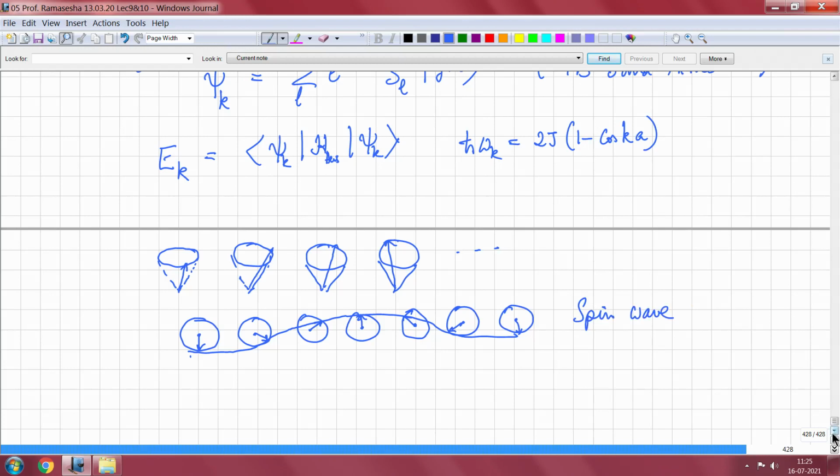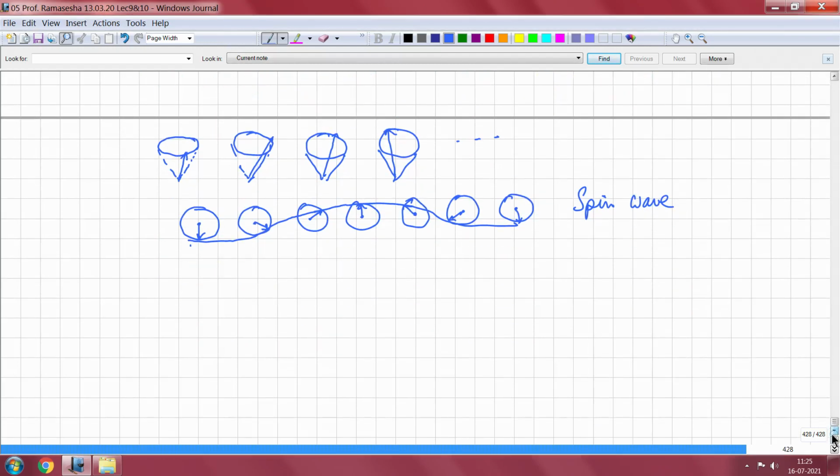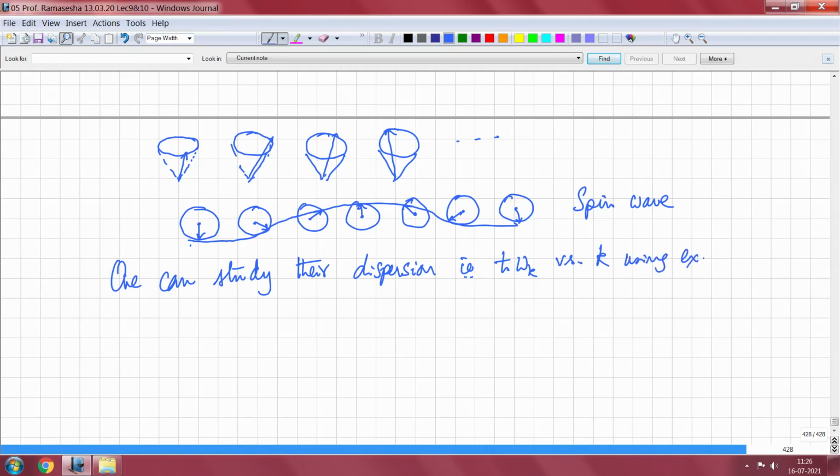You can get the dispersion experimentally by using inelastic neutron scattering. One can study their dispersion, that is h cross omega k versus k, using experiments like inelastic neutron scattering.